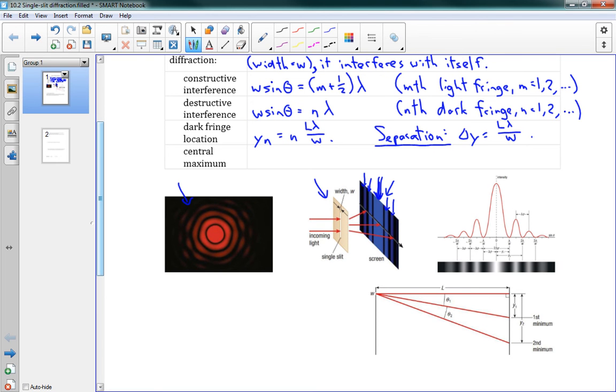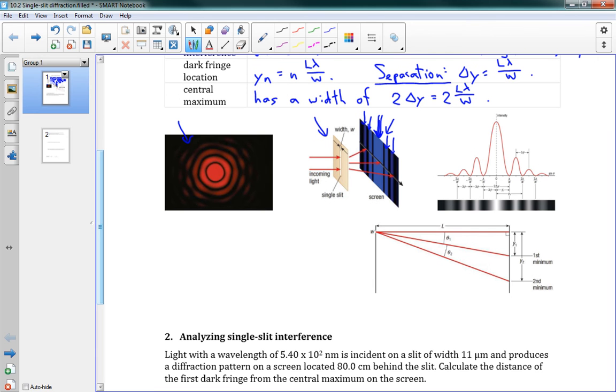Okay, the last bit: I mentioned that our central maximum is a bit different, this light fringe in the middle, and we'll just say here it has a width of 2 delta y. So normally all of our fringes have a width of delta y, that's the spacing between these. The center one has a width of 2 delta y, which is 2 times L lambda over W. That's the width of our center fringe. Those are all the equations we need to know.